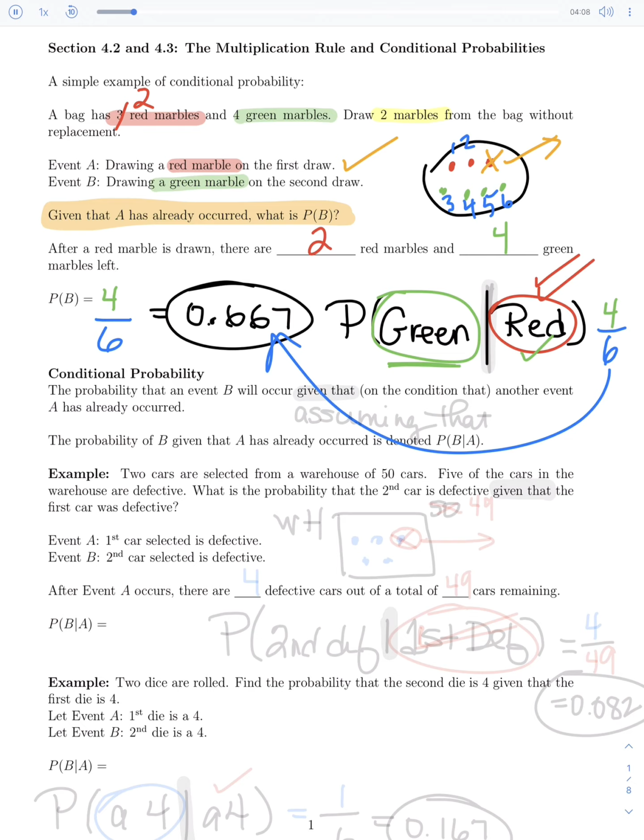So when we have conditional probabilities, we're going to see this slash when we're talking about conditional probabilities, or we'll see this wording of "given that," or another wording that you'll see a lot is "assuming that."